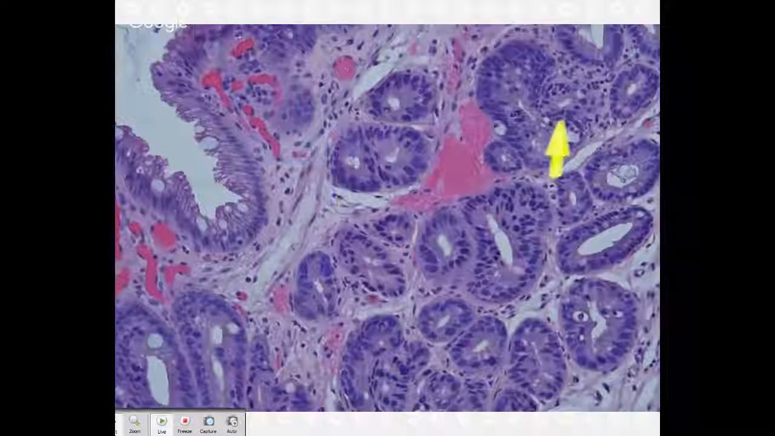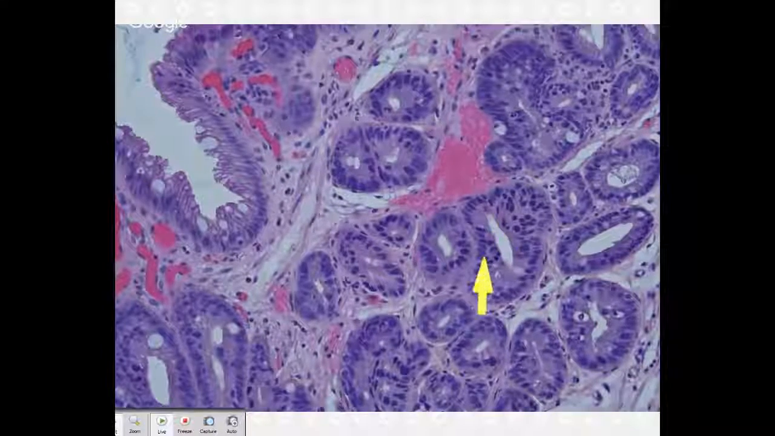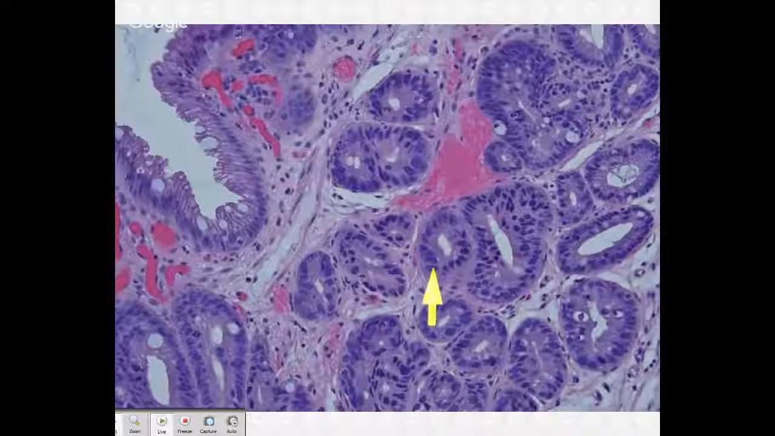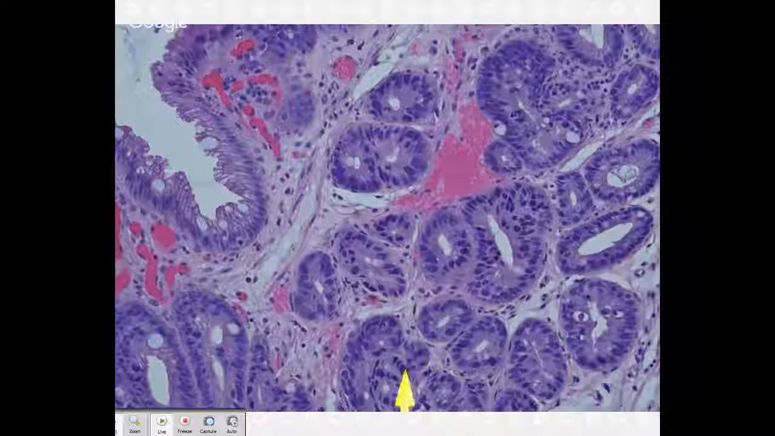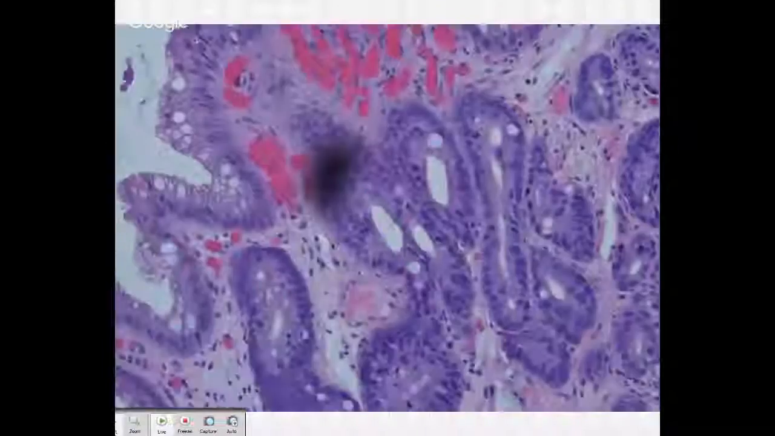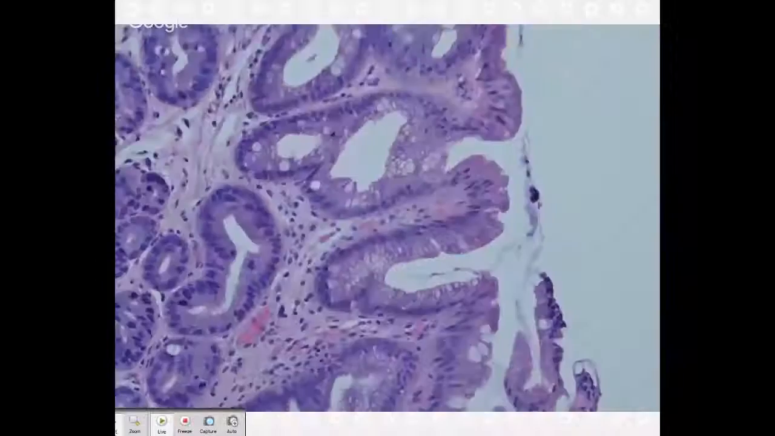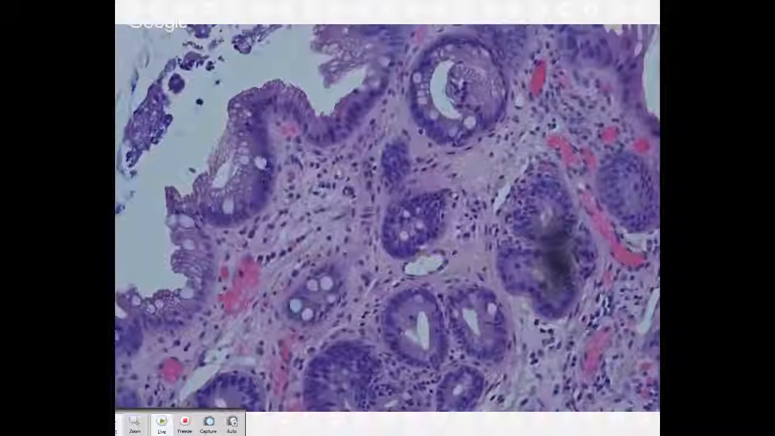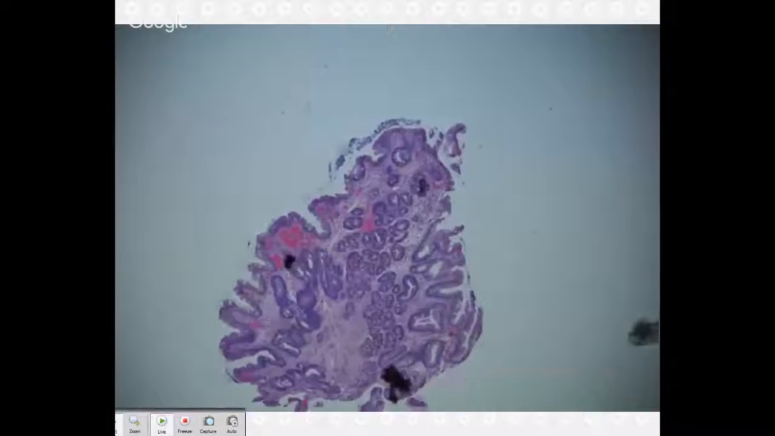You have all this apoptotic debris. You have more apoptotic debris. You have tons of mitotic figures. The nuclei are big and dark and rounded, and you have this weird architecture, back to back to back to back glands. So always think about high-grade dysplasia when you see that kind of architecture and that kind of cytologic atypia.